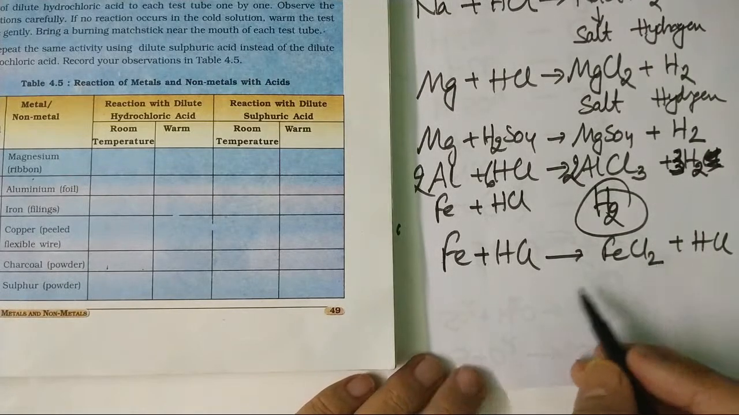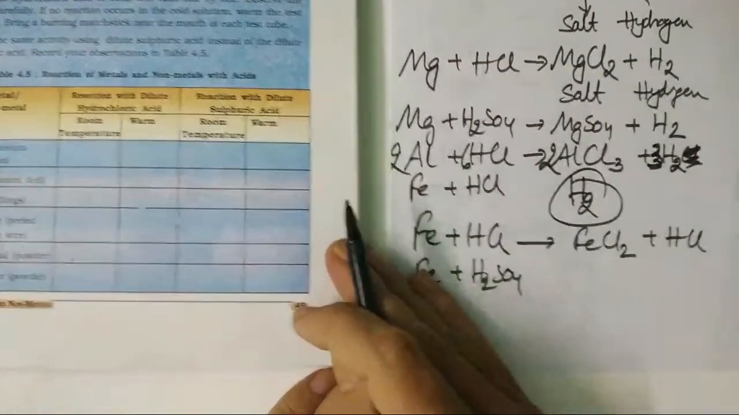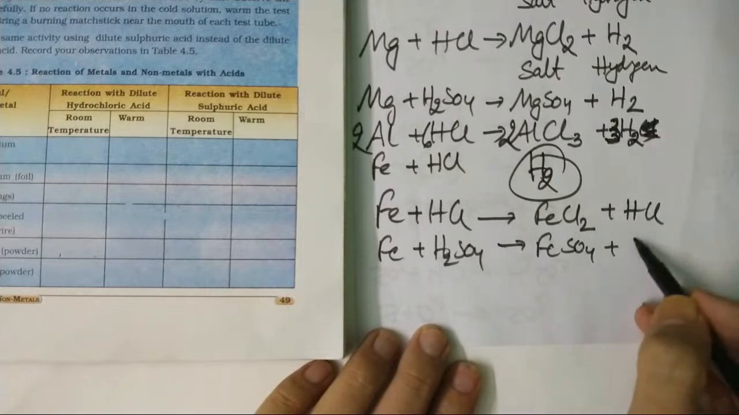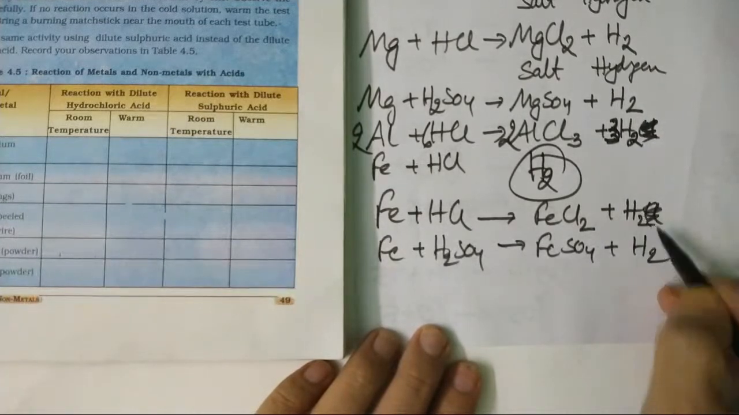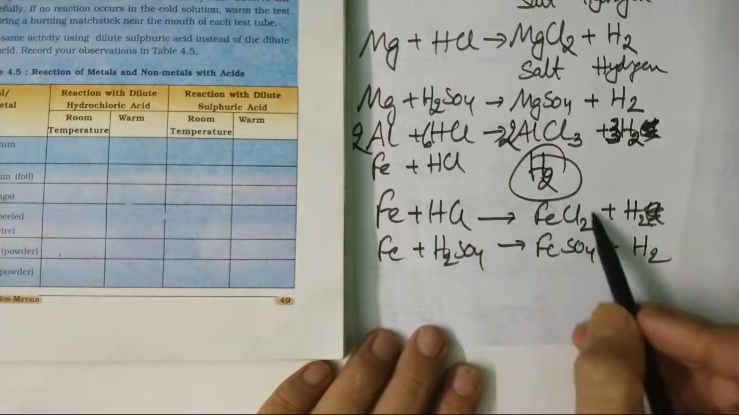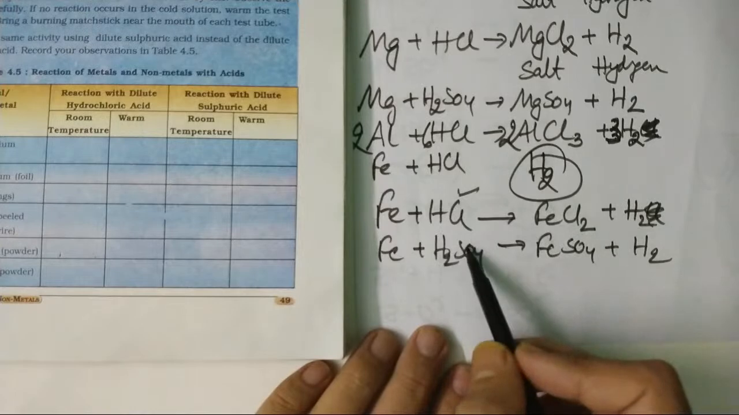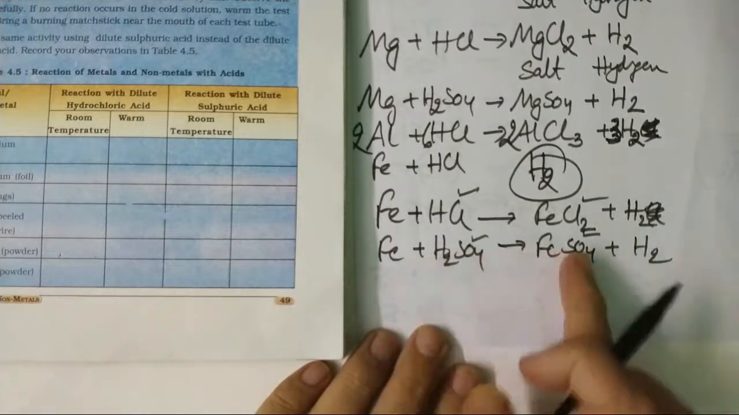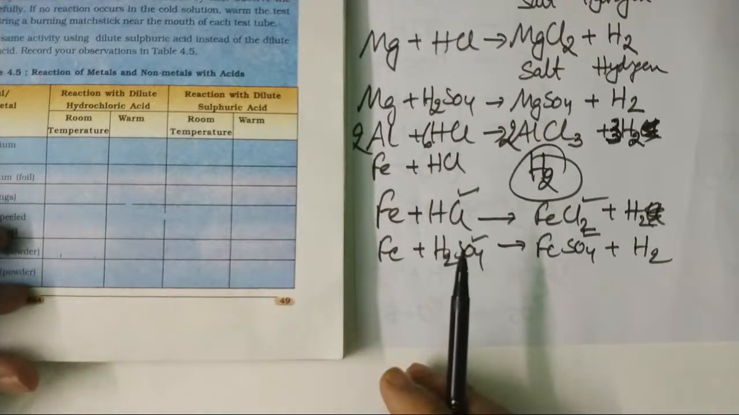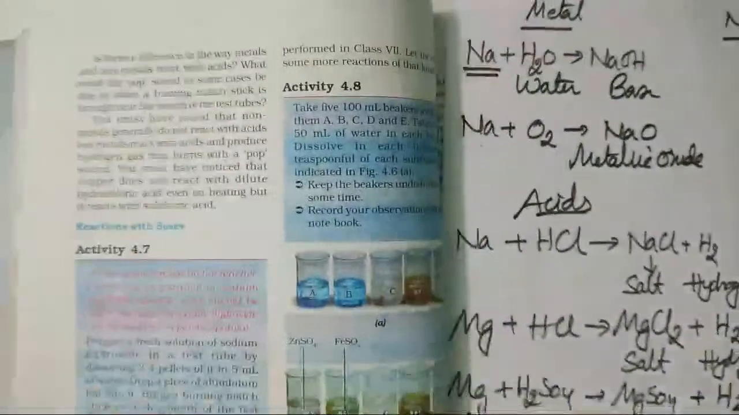Either this or FeCl3. But when iron reacts with sulfuric acid, it will form FeSO4 plus H2. So all metals react with hydrochloric acid or other acids to form their salt. The salt name depends on which acid it is. Chloride will form chloride, sulfate will form sulfate. This is the difference between the two. So you have to compare how they react. All metals, how they react with acid, is explained here.